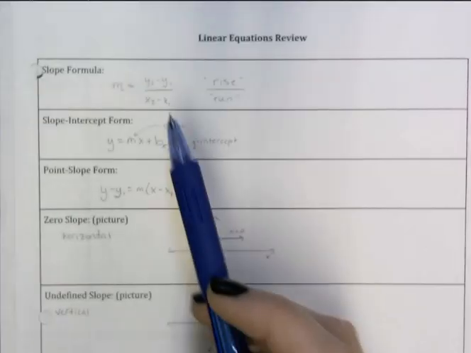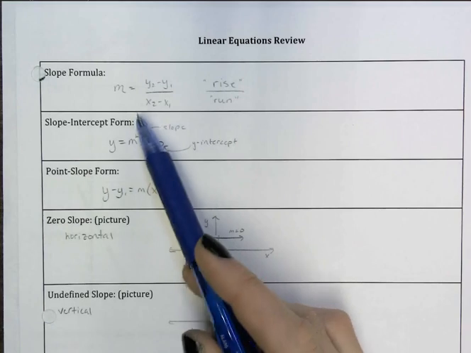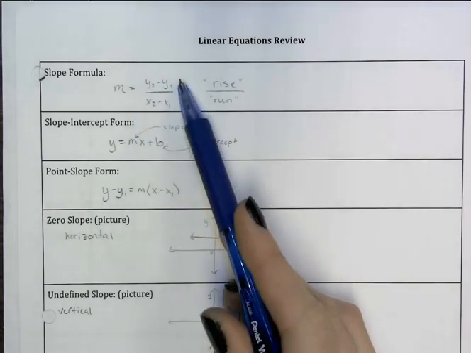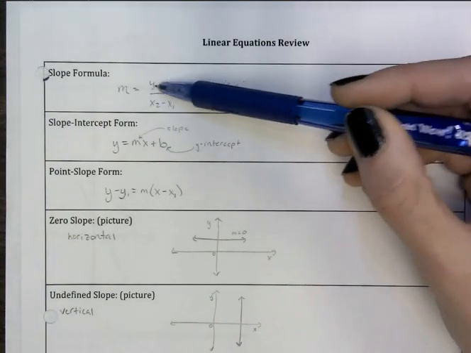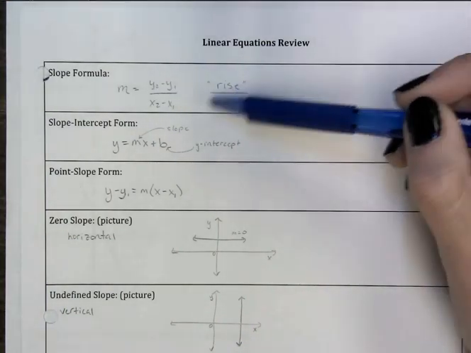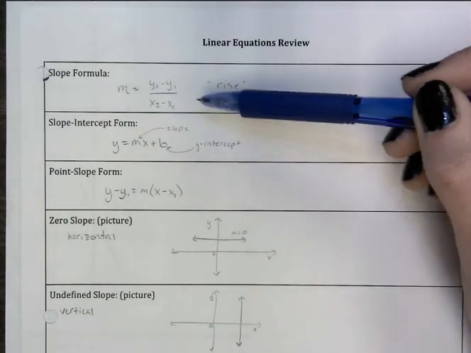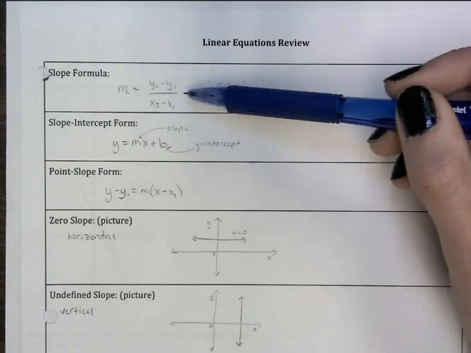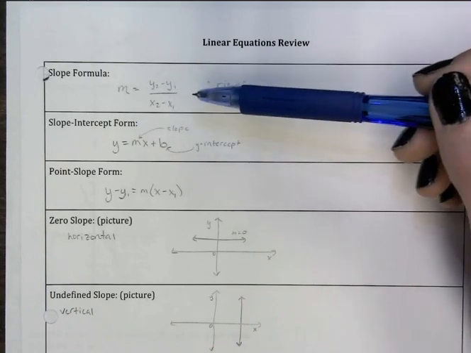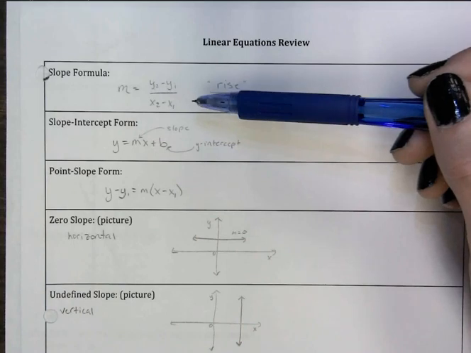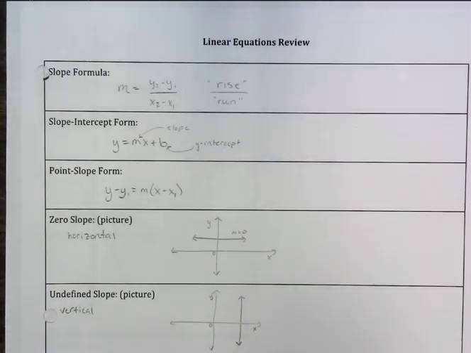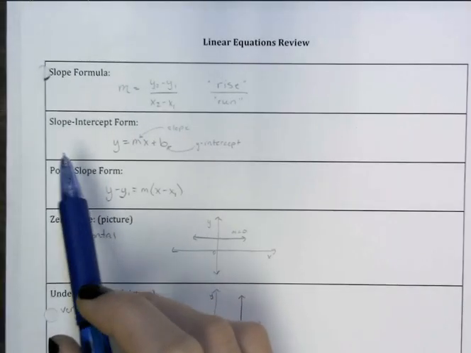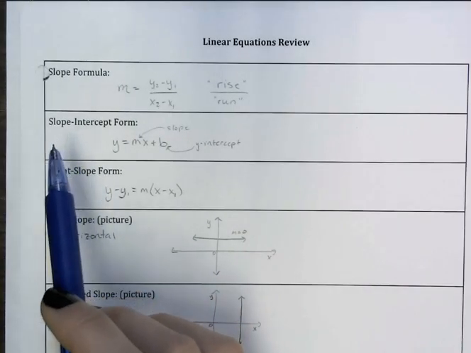Slope formula, again, this should all be reviewed from your algebra class last year, is rise over run. Rise is the vertical, or the change in your y's, and run is the horizontal, or the change in your x's. So x2, x1, y1, y2, remember that's just a way of deciding first x, first y, second x, second y. Okay, so you need 2 points to be able to find slope, and there's the formula that you would use.